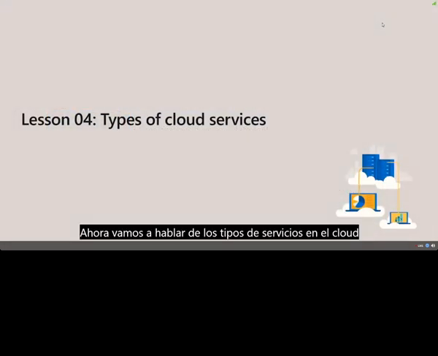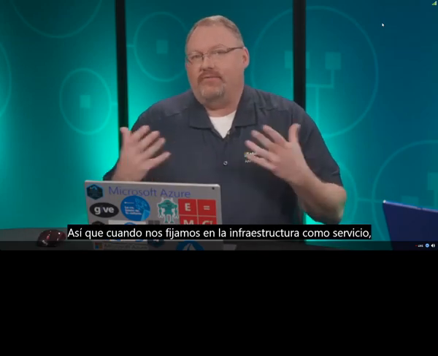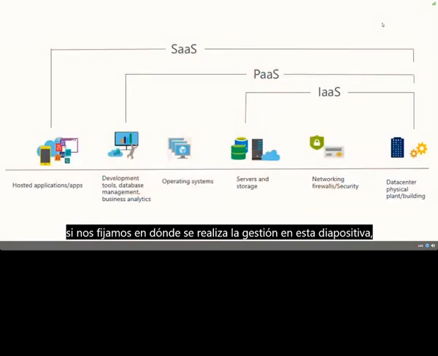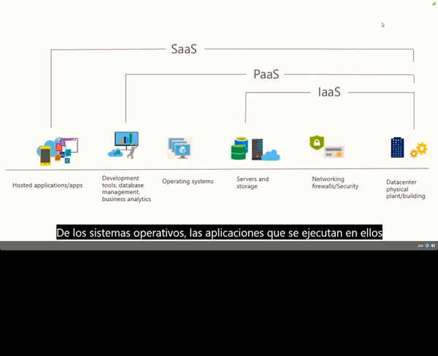Now let's talk about the types of cloud services that run in those different models, and really now we're going to focus in on the key terms: IaaS, PaaS, and SaaS. And really it's a level of responsibility. So when we look at infrastructure as a service, if you look at the words governing on this slide, the physical data center, that's us. The physical networking, firewall, security, that's us. The physical servers and storage that run your environment, that's us. Now what are you responsible for? Operating systems, the applications that run on top of them, and the configuration and development of those applications. That's infrastructure as a service.